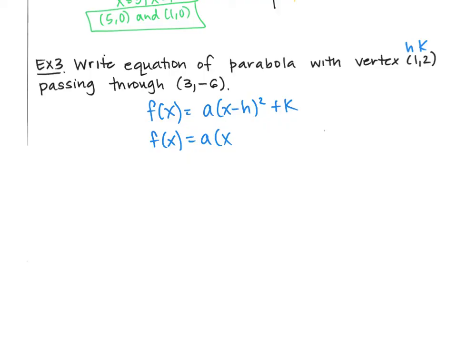So a(x minus 1) squared plus 2. The only constant I still need for this equation is the a value. How am I going to get the a value? I'm going to use the other ordered pair. This is my x, this is my y, and I'm going to use that to solve for a. Remember, y and f of x are the same, so -6 equals a times, and for x I'm going to plug in 3.